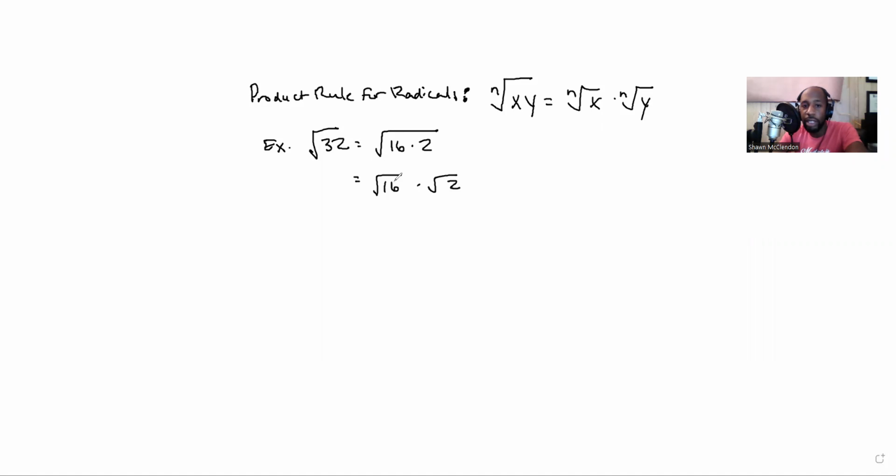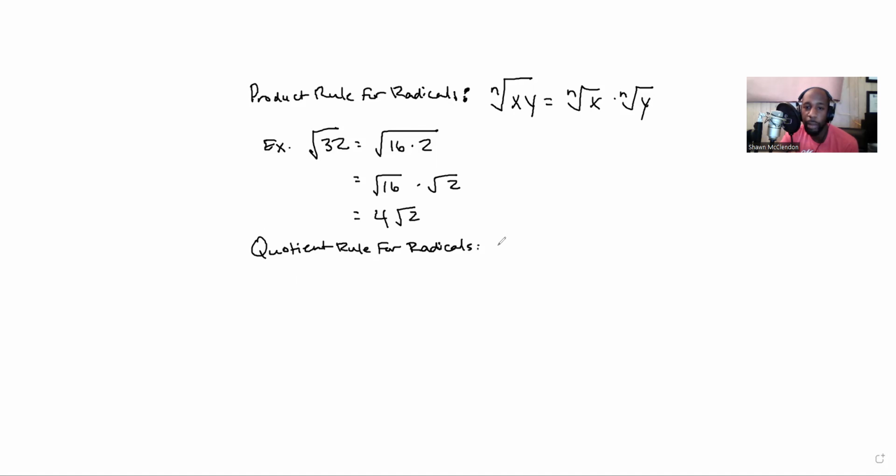Now, this 16 is a perfect square, because 4 times 4 is 16. So that's 4 times the square root of 2. You see? All right. Now you have the quotient rule for radicals.